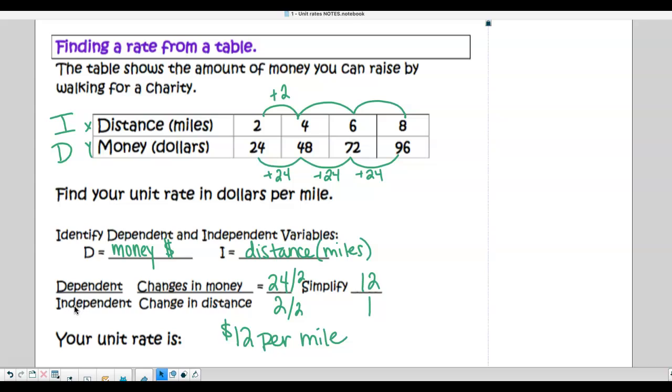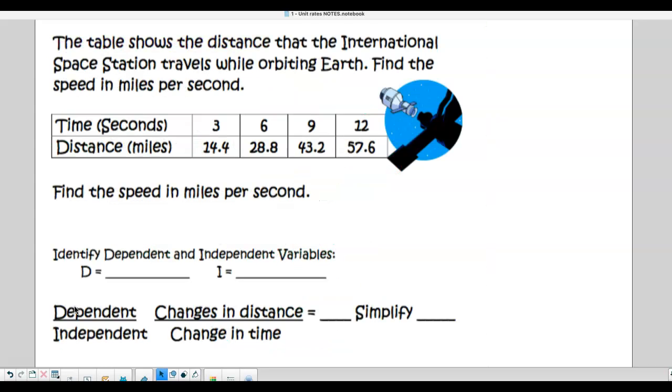Okay, let's try another one that's a table. This table shows the distance that the International Space Station travels while orbiting Earth. Find the speed in miles per second. Okay, here's my table. We have our X and our Y. Which one's the independent variable and which one's the dependent variable? Which one's independent and which one's dependent?